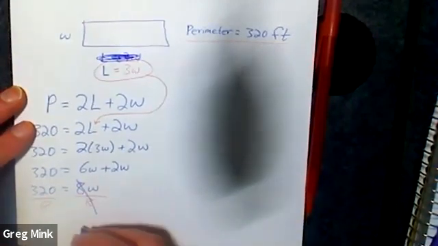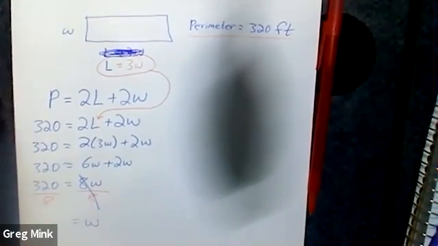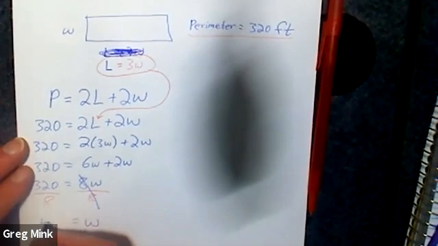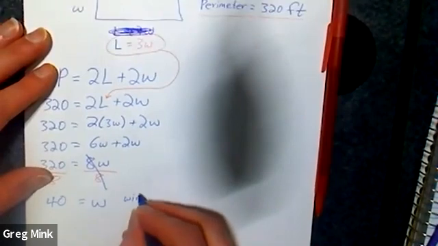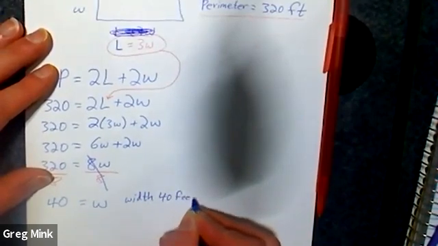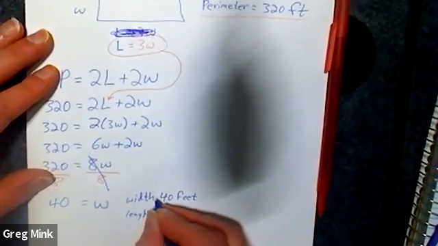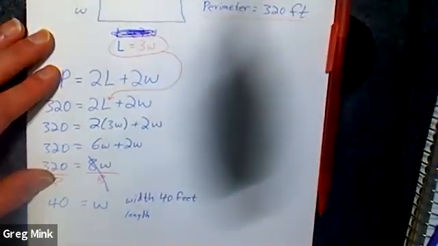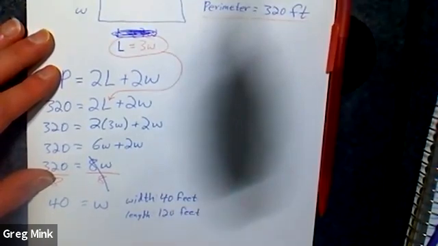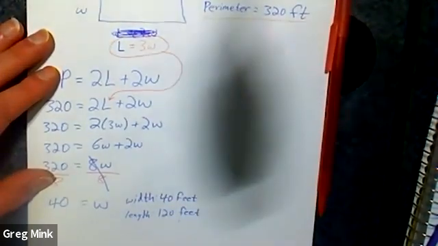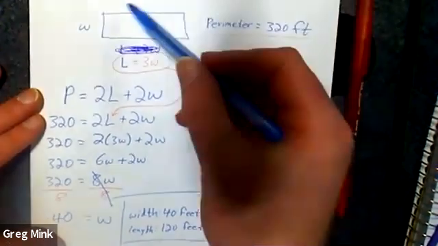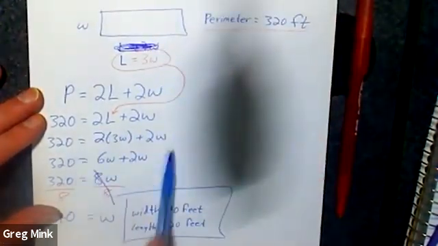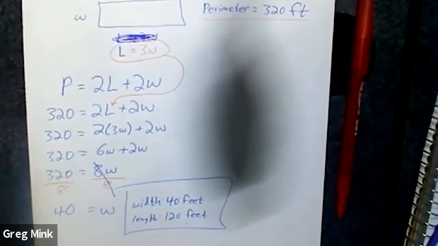That should end up giving us the width. Let's see what happens. So the width is equal to 320 divided by 8, and that should end up being 40. So the width is 40 feet. And the length, how do I figure out the length? Well, the length was 3 times the width, so that's 120 feet. Of course, you can check these numbers to make sure they give you a perimeter of 320 feet. So this is a good example of reducing an equation that has 2 variables to having just 1 variable, then solving and back substituting.